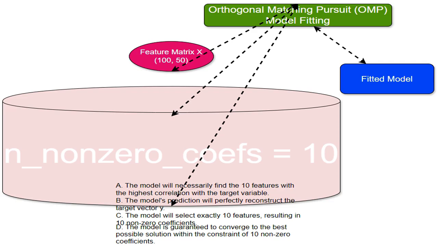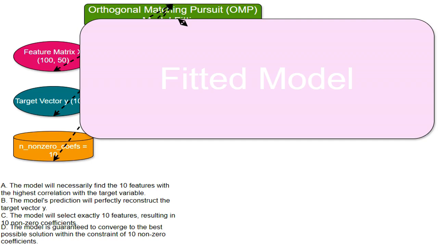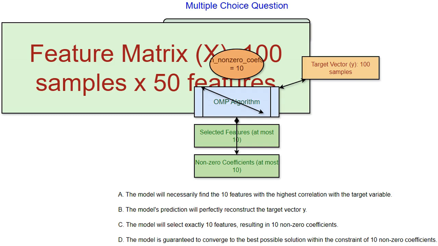I'm telling OMP to use at most 10 features when building its model. I'm limiting the number of important features I allow it to choose. After running the algorithm, I have a mathematical model that helps to predict the target value based on the 10 selected features. It's like building a Lego castle using only 10 bricks, the best bricks, according to the OMP algorithm. This tells the OrthogonalMatchingPursuit, OMP, algorithm to select at most 10 features when building the model. Think of it like this. I'm giving the OMP algorithm a budget. It can only use 10 features to explain the data.